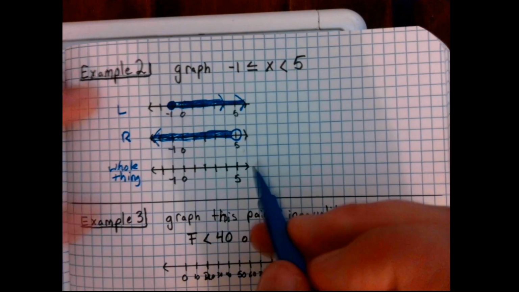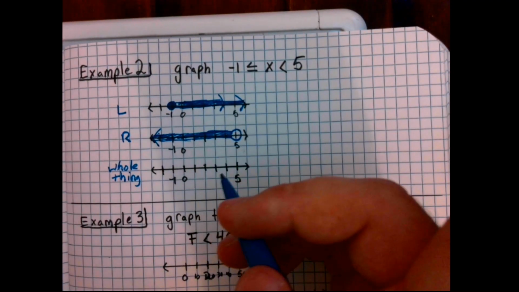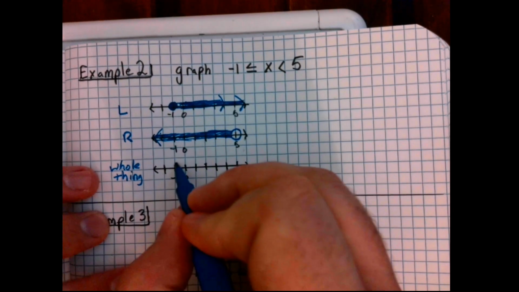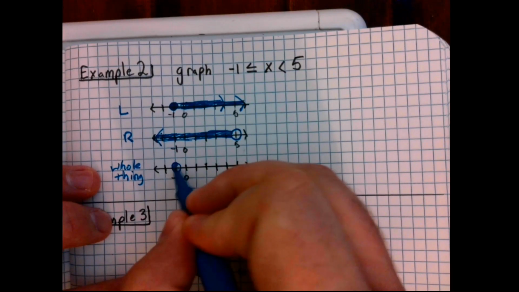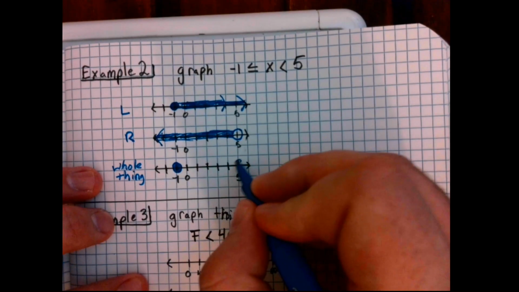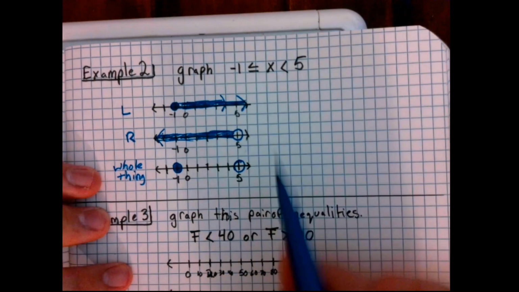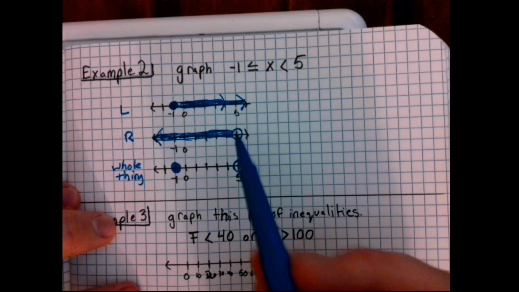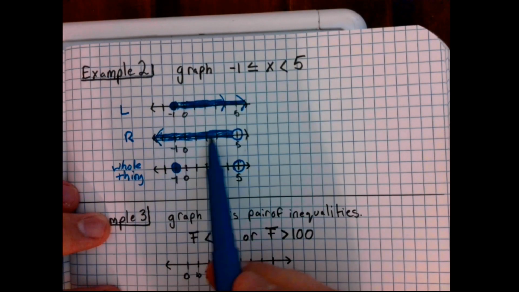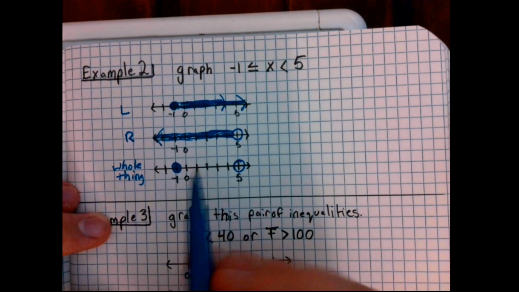And now we have our left side and our right side. We can do the whole thing. When we do the whole thing, the first thing we copy is the dots. There's a dot at -1, and it's a closed dot. There's a dot at 5, and it's open. And now we look, where do they overlap? Where do they intersect? Where are both lines colored? They're both covered between -1 and 5.